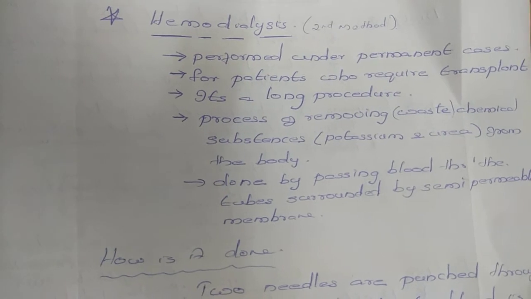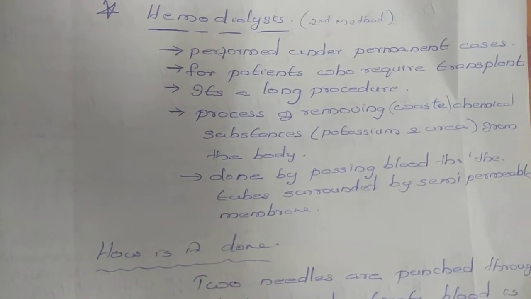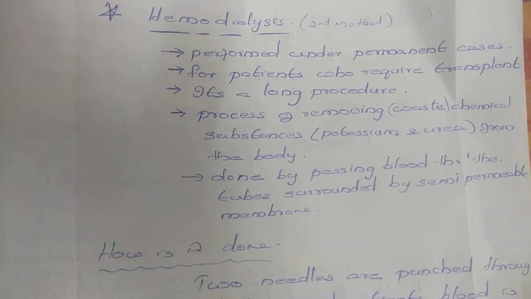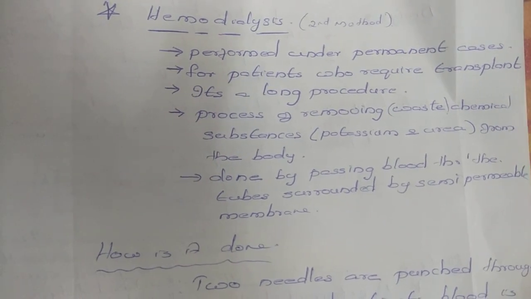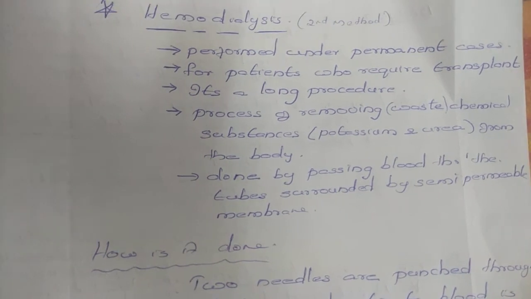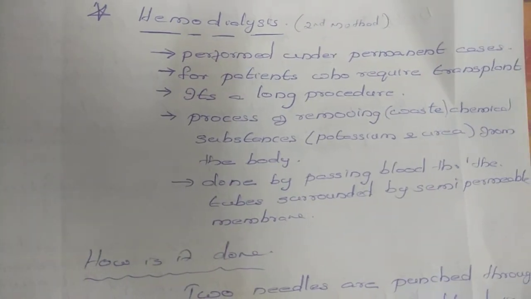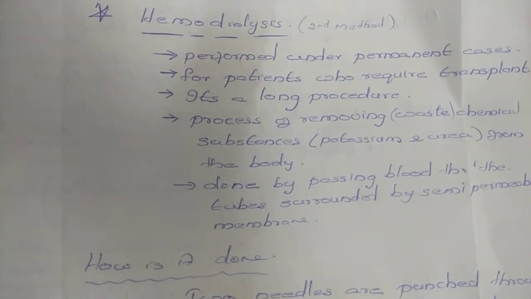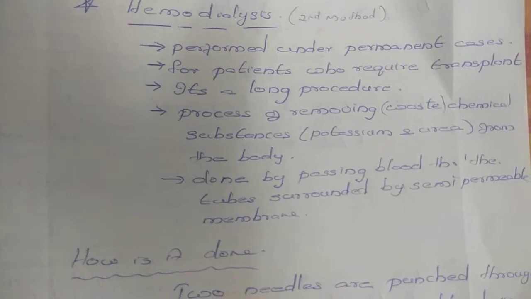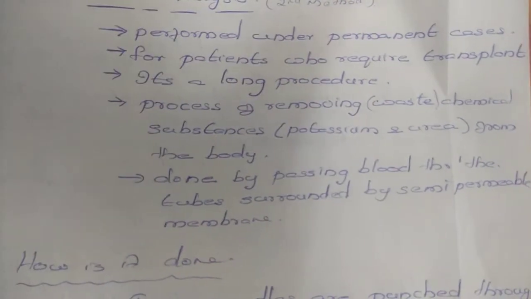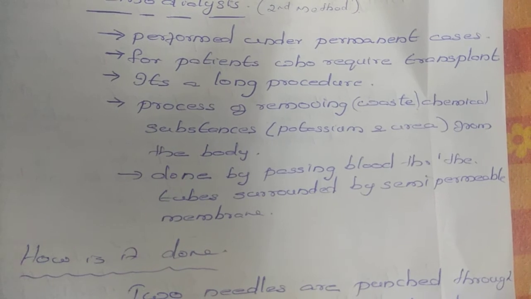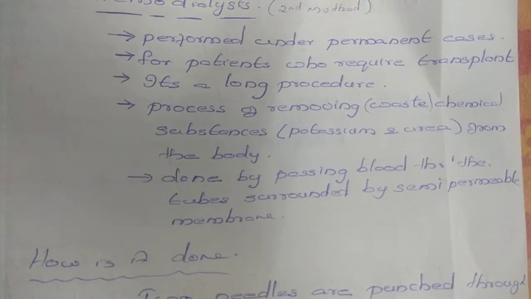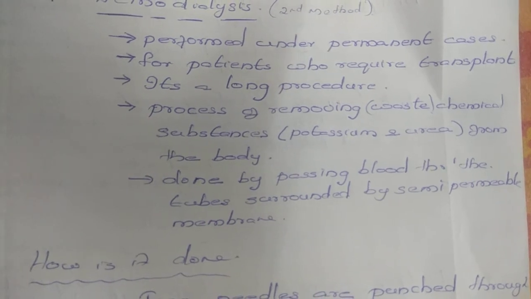It is considered a long procedure, in that the blood is being purified by external devices and is being given back to the body. This process is a long procedure which takes up to 4 to 6 hours. Then the process of removing the waste, that is the unwanted chemical substances, potassium and urea, from the body. Due to passing blood through the tubes surrounded by the semi-permeable membrane, the blood is being purified.